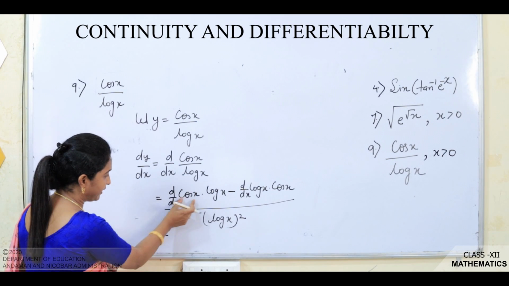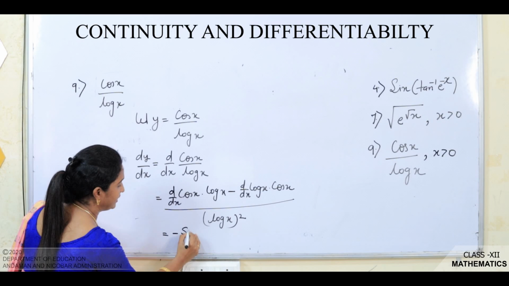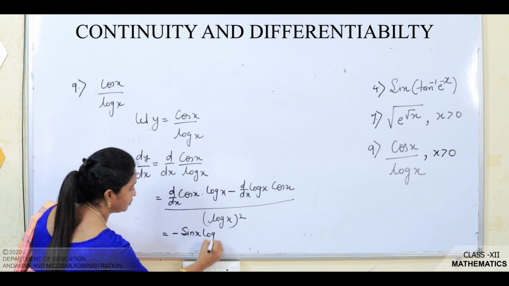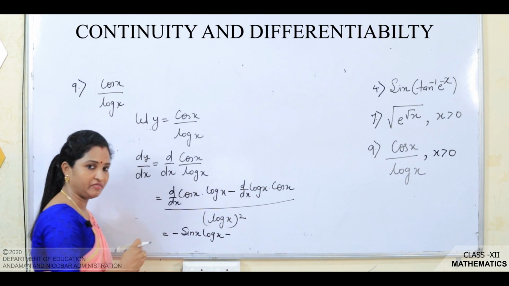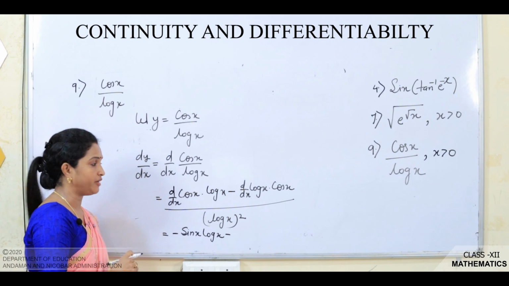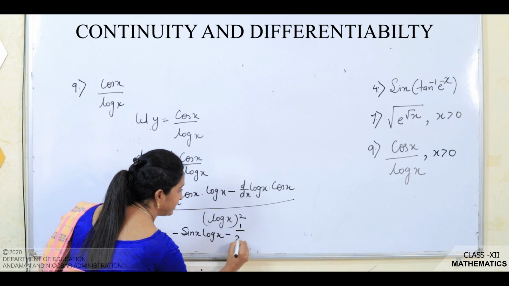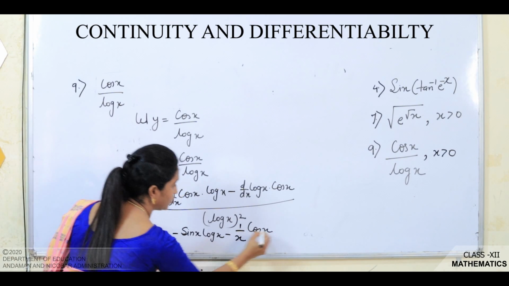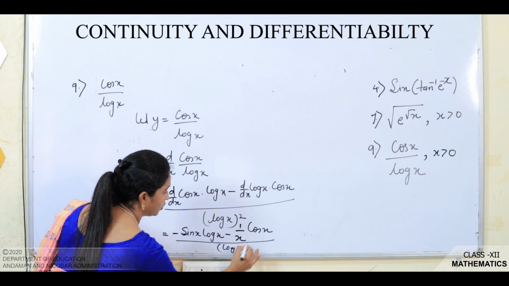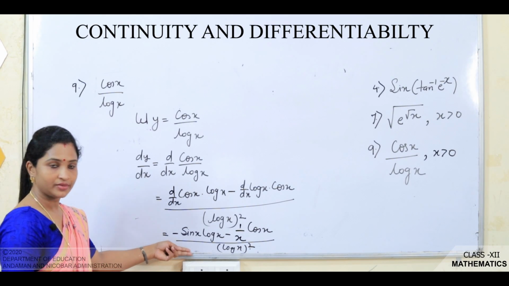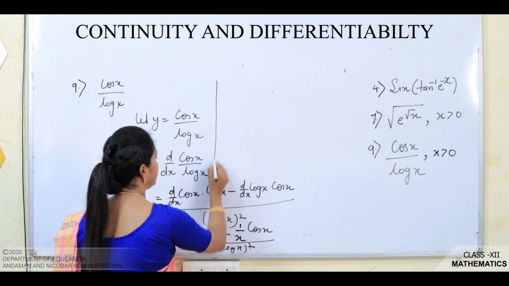Now what is d by dx of cos x? Minus sin x into log x. Minus, what is the derivative of log x? Previous class I have already explained you, derivative of log x is 1 by x into cos x the whole divided by log x the whole square. Clear children?